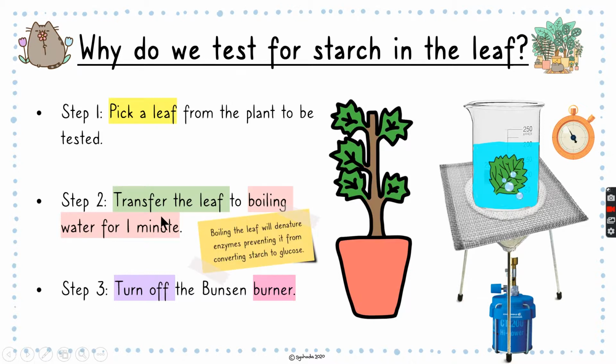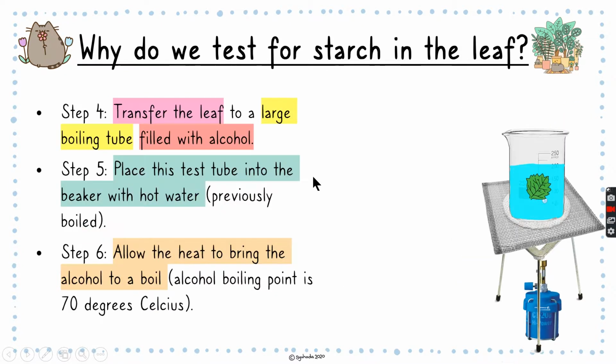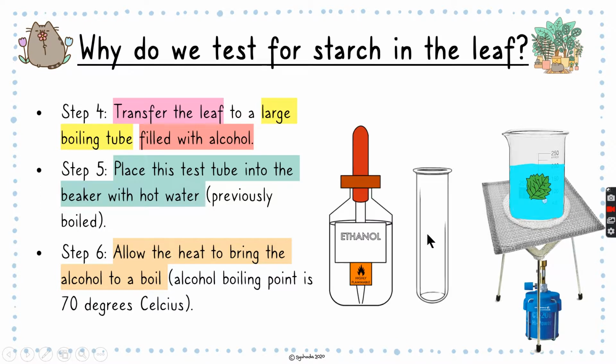Why do we need to boil the leaf? We want to boil the leaf to denature the enzymes. So we want to prevent the enzymes from converting that stored starch back into glucose. Otherwise, we can't test for starch. Okay, next we're going to transfer that leaf into a boiling tube, which is filled with alcohol. And you use the forceps for this.